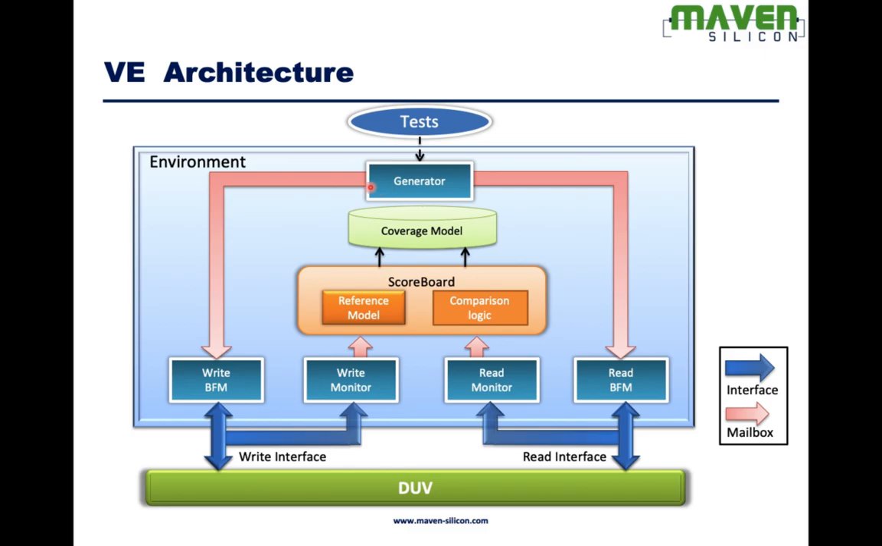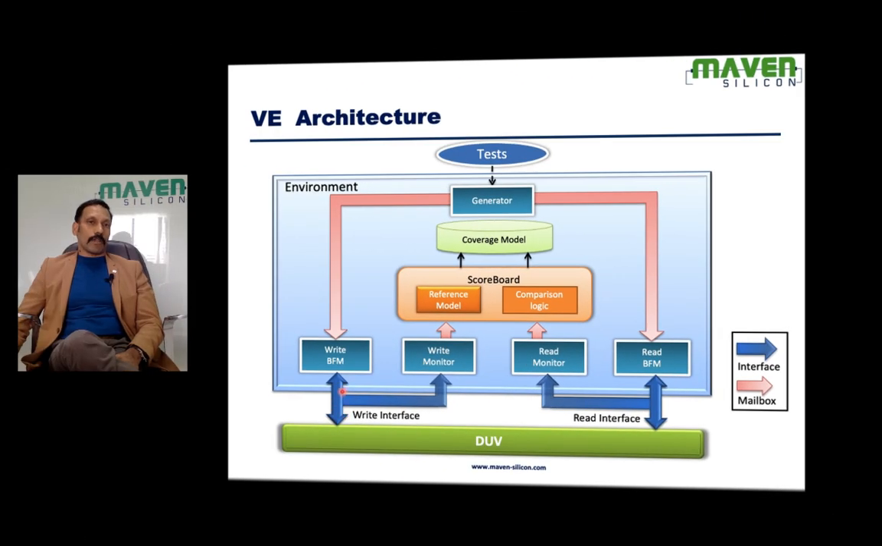When the generator sends write packet to the write driver, it will convert the packet into binary and it will drive all the values as per DUV protocol. So here the write driver drives the values as per write protocol. While driving the values, the monitor collects all the binary values back and converts the binary values back into packet. And then it sends all the packets to the scoreboard.